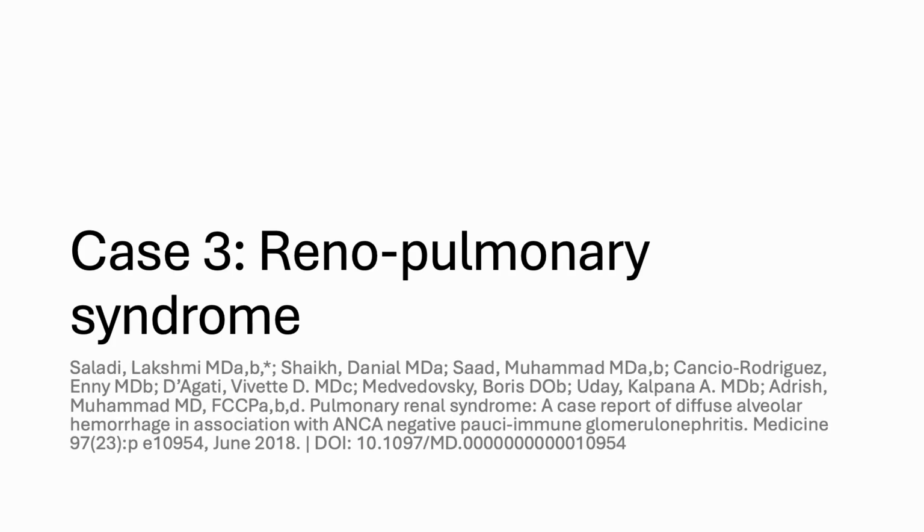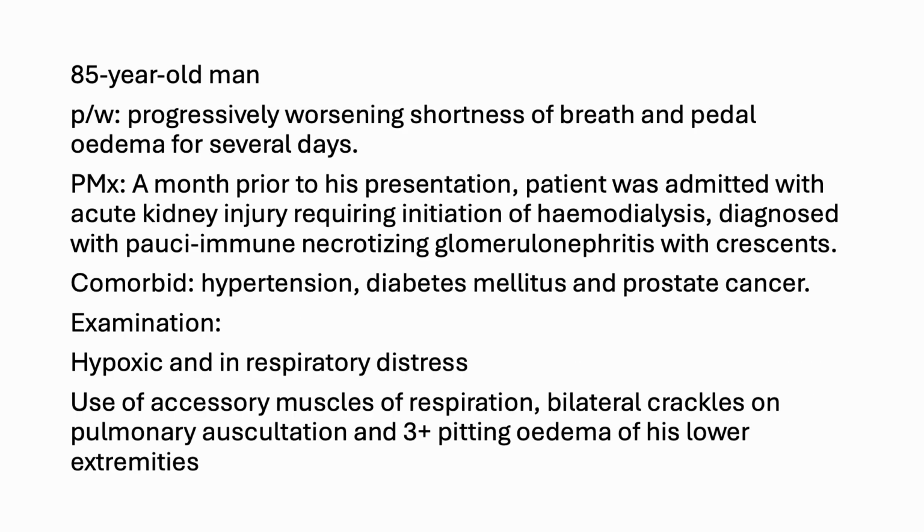Now, the last case is on a rarer entity, which is the renal pulmonary syndrome, published by Sadi et al. in 2018. The authors described an 85-year-old man presenting with progressively worsening shortness of breath and pedal edema for several days. One month before his current presentation, the patient was admitted with acute kidney injury requiring initiation of renal replacement therapy. He was diagnosed with pauci-immune necrotizing glomerulonephritis with crescents. Of note, he has comorbidities of hypertension, diabetes mellitus, and prostate cancer.